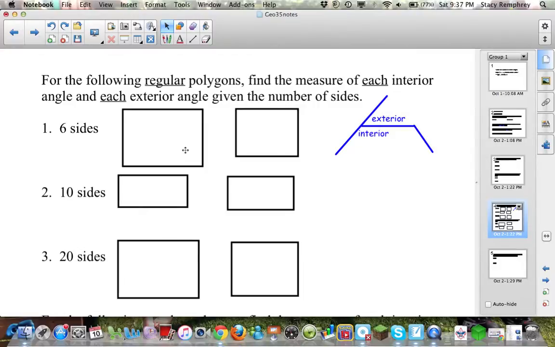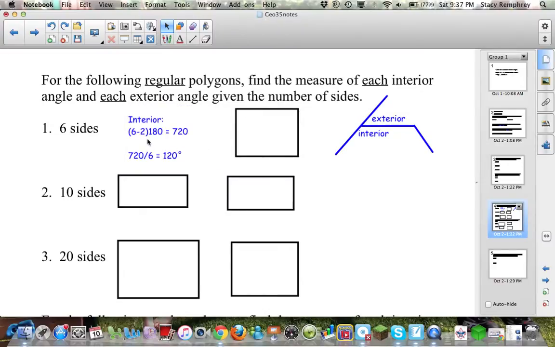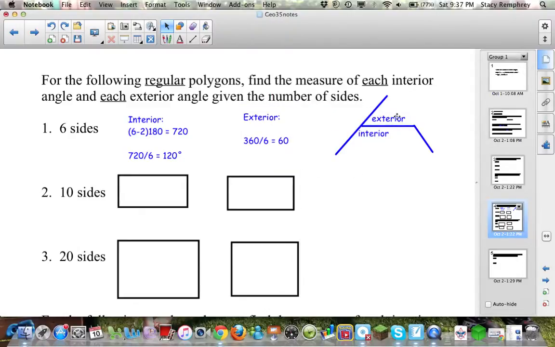So for 6 sides, I found each interior first. I used the formula 6 minus 2 times 180. I found the sum was 720 and then divided it by 6 to find each one. Then I used the fact that the sum of the exterior angles was 360, divided by 6, so each exterior angle is 60.